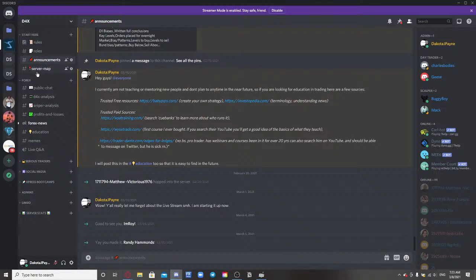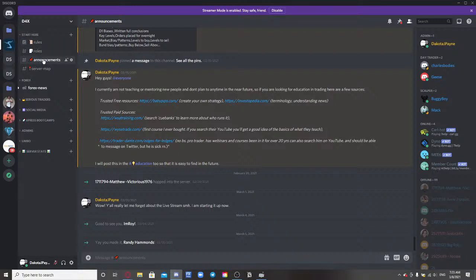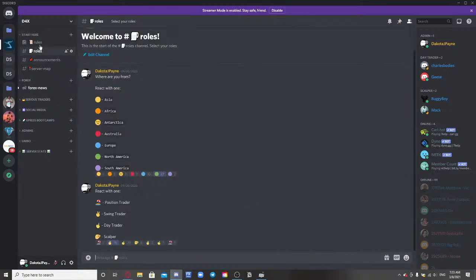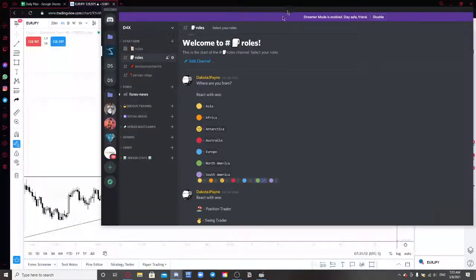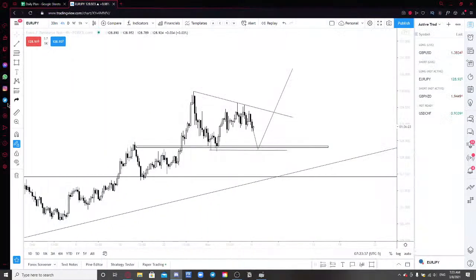Now, if you don't click one of those reactions, all you're going to be able to see is the rules, roles, and announcements. That's it. So make sure you go to here and you click one of these reactions in accordance to wherever you're from and what type of trader you are. Otherwise, you won't be able to see everything.